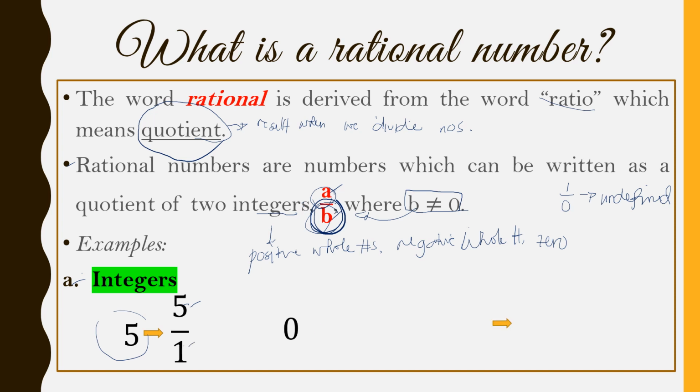Another example, we have 0. 0 can be written as a quotient of two numbers, namely 0 and 1. 0 divided by 1 is equal to 0. And then negative 17, a negative number, can be written as negative 17 over 1. Again, the numerator and the denominator are all integers.